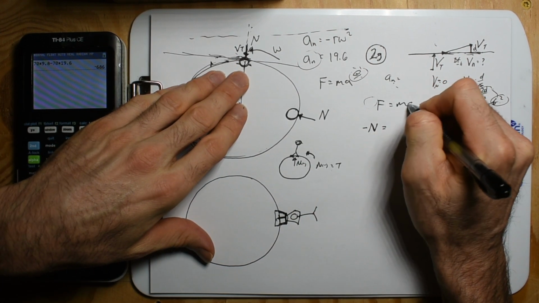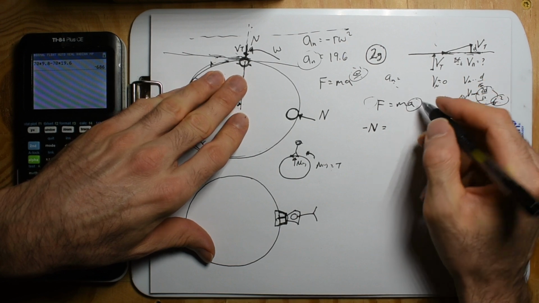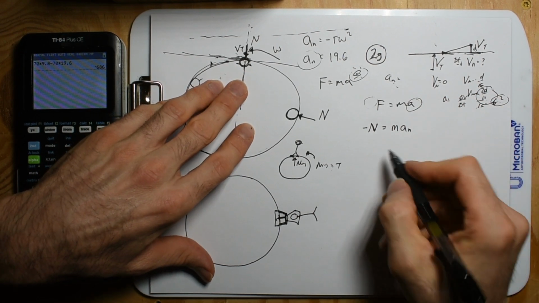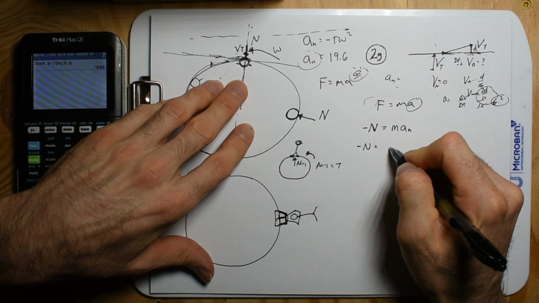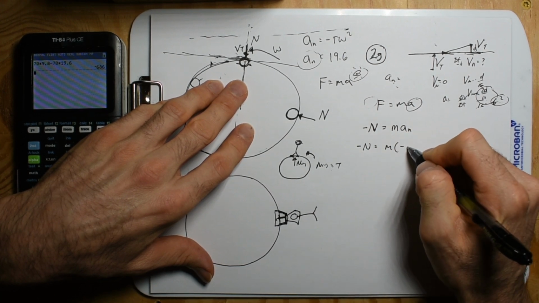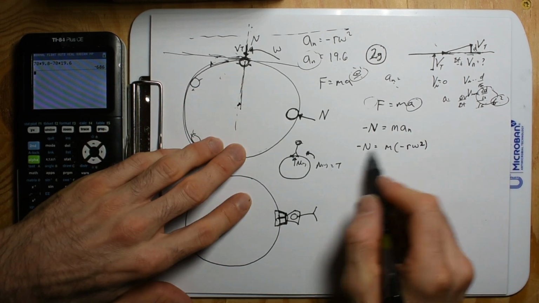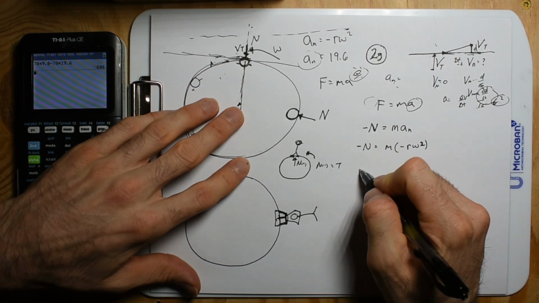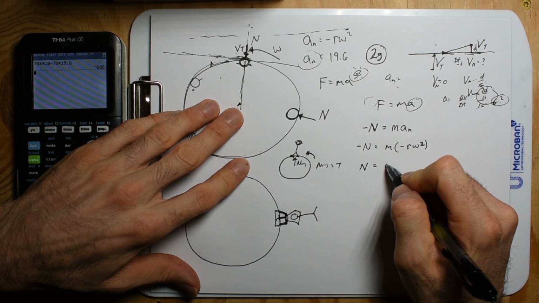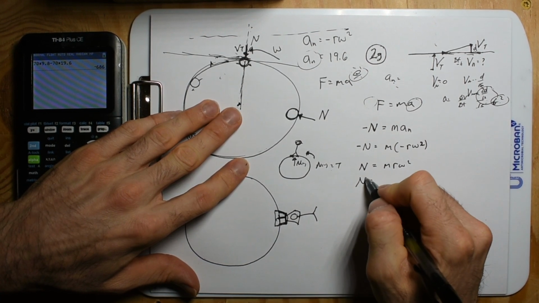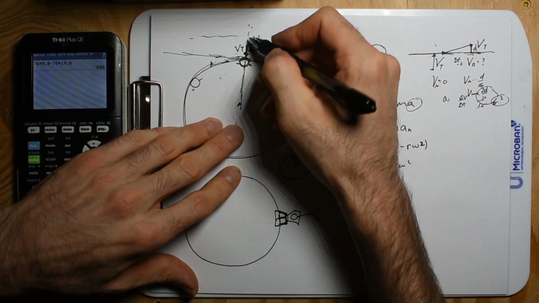But now we come over here. F equals ma. We know the acceleration. So we have mass times the acceleration in the normal. And that's going to be negative N is equal to m times negative r omega squared. Cool. And then we have two negative signs. So now we just say that N is equal to mass times r omega squared. That is the normal force that we will feel in that direction.